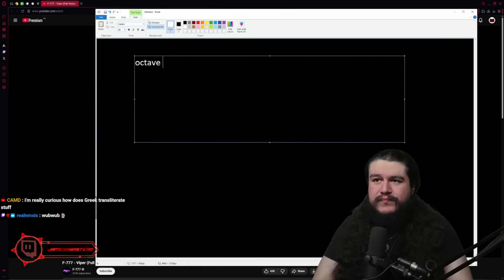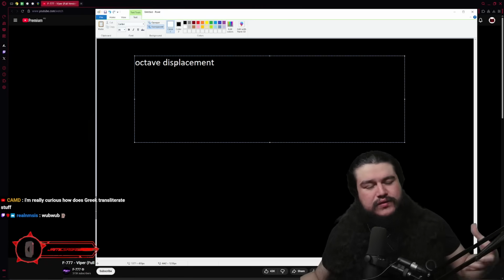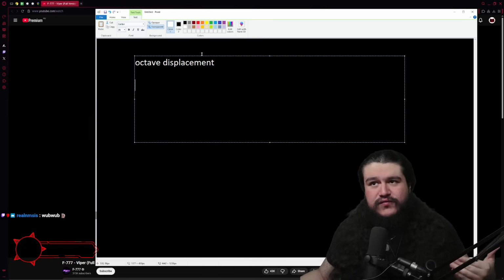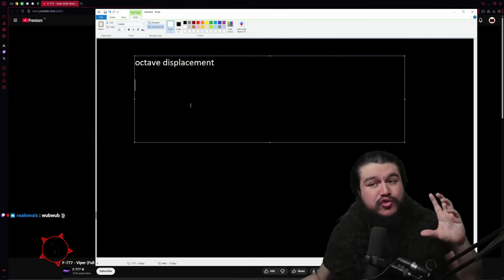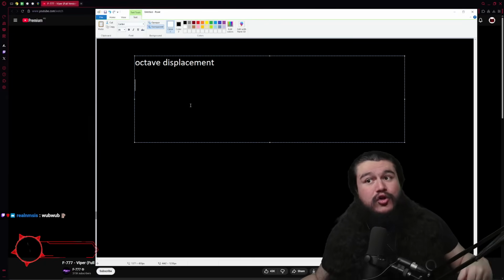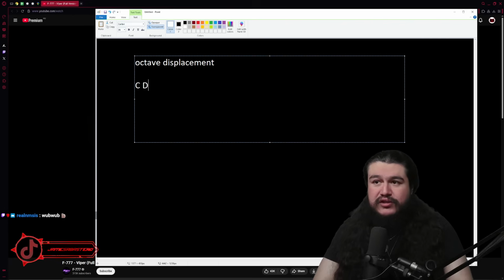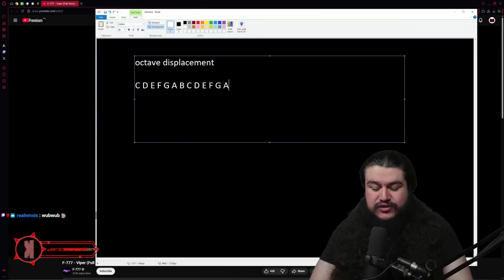So octave displacement is a way to develop material in which you displace which octave something happens in. So an octave is what we call the eighth note of a scale. Usually scales are 7 notes, the eighth one being when you start the scale over. Let's take, for example, the scale of C major: C, D, E, F, G, A, B. Then you go back to C, it's the eighth note, which is back to the start, the octave. C, D, E, F, G, A, B, C, D, E, F, G, A, B.